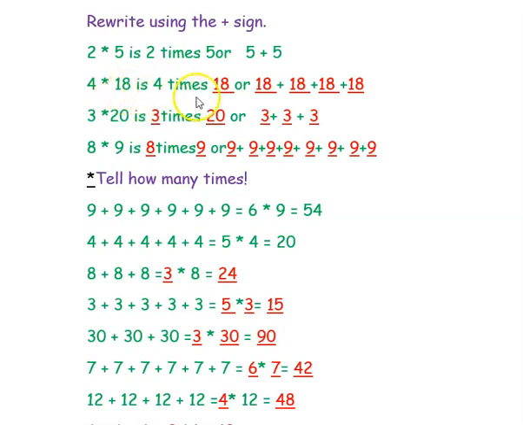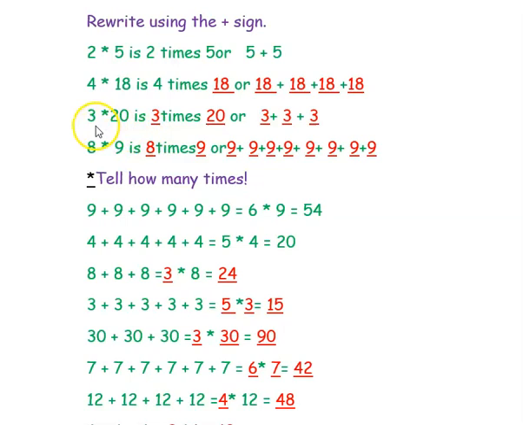Okay, so in the same way, next number is 4 into 18. We can write it as 4 times 18 or 18 is repeated 4 times. So we can write it as 18 plus 18 plus 18 plus 18. So 18 is repeated 4 times.